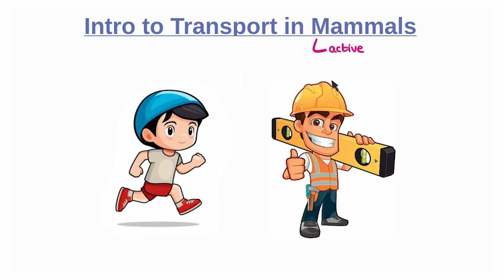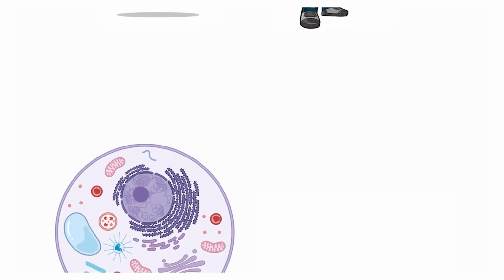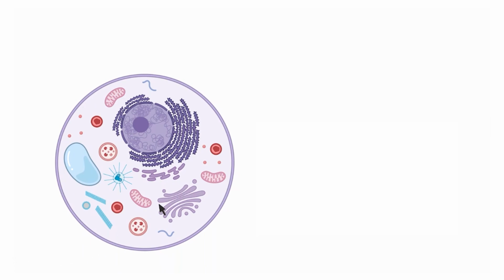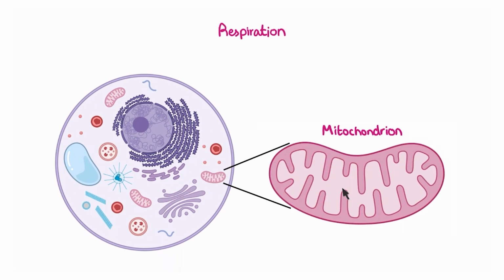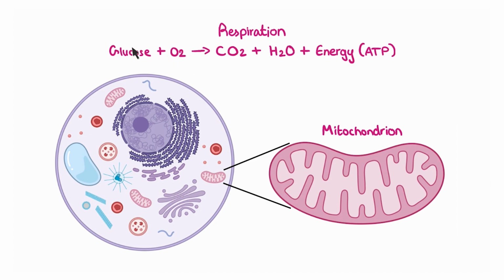As we know, animals like mammals are a lot more active than something like, let's say, plants, and they perform a lot of activities that are much more energy consuming. This energy comes from the process of respiration, which occurs in the mitochondria. This process uses oxygen to break down glucose in order to generate the energy that our cell needs, and in the process, it also produces carbon dioxide as a waste product.